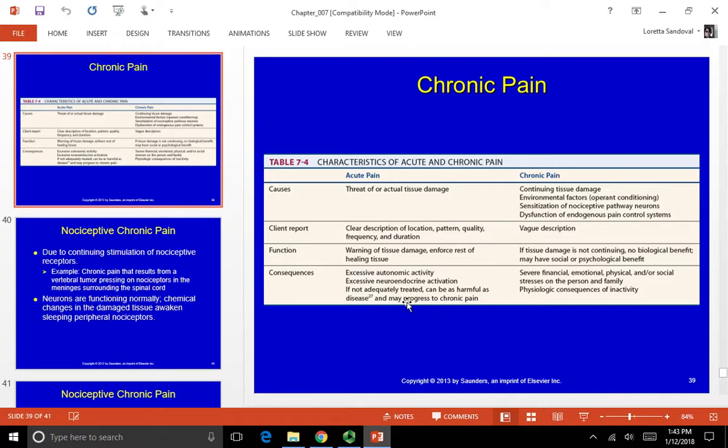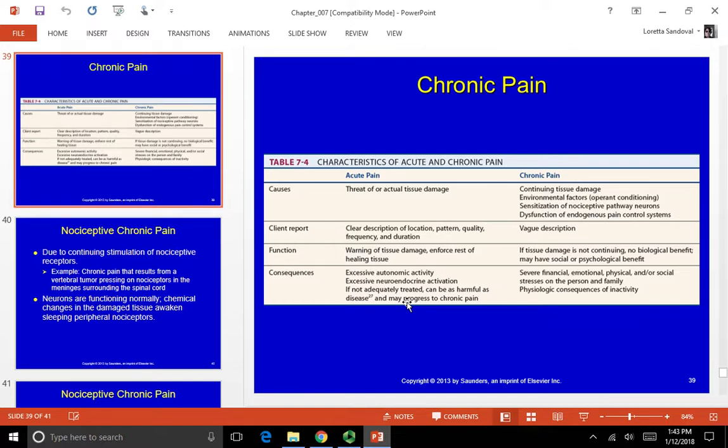Chronic pain can have continuing tissue damage or environmental factors. You're conditioned to perceive pain in a certain situation. That's the operant conditioning. Sensitization of nociceptive pathway neurons or dysfunction of endogenous pain control systems. Those all can cause chronic pain.